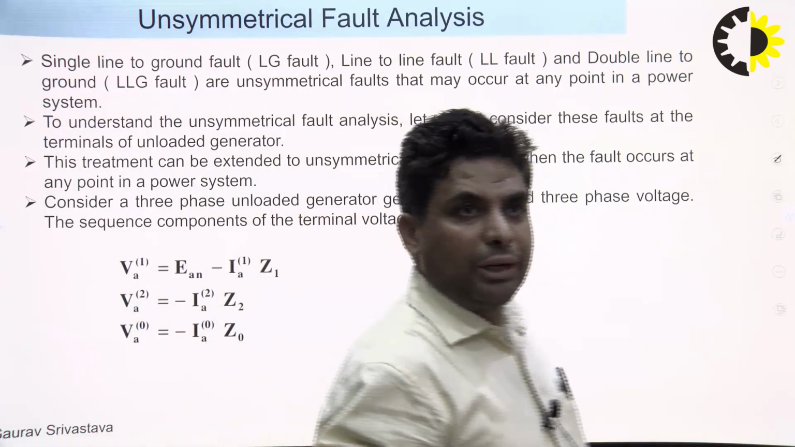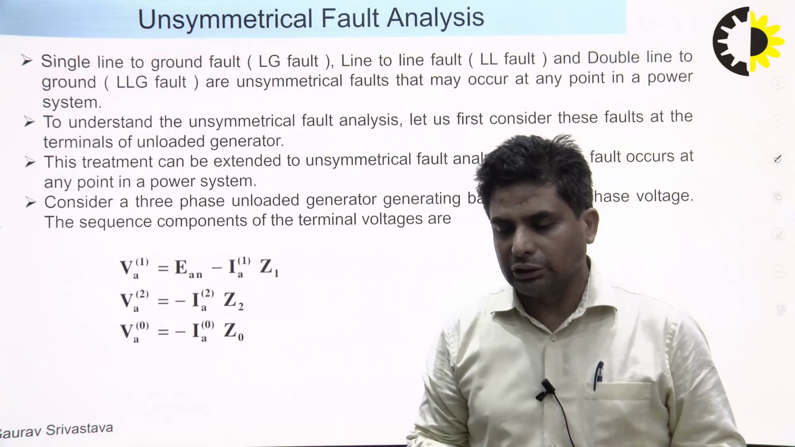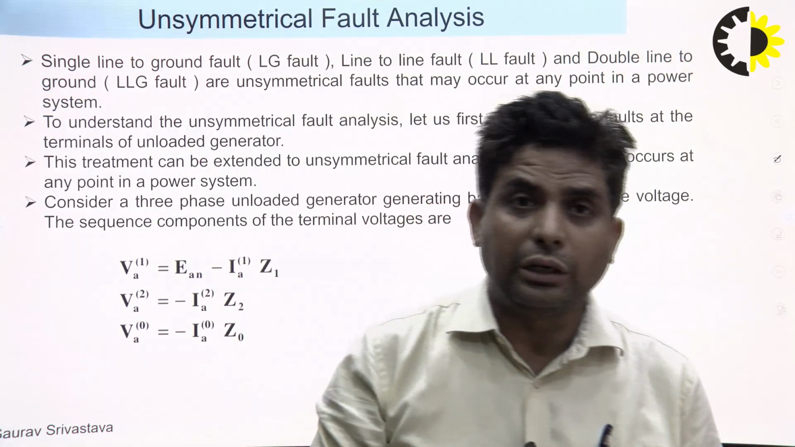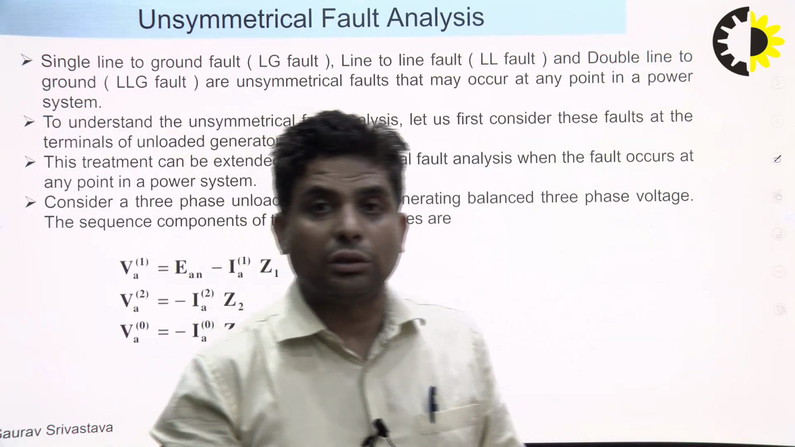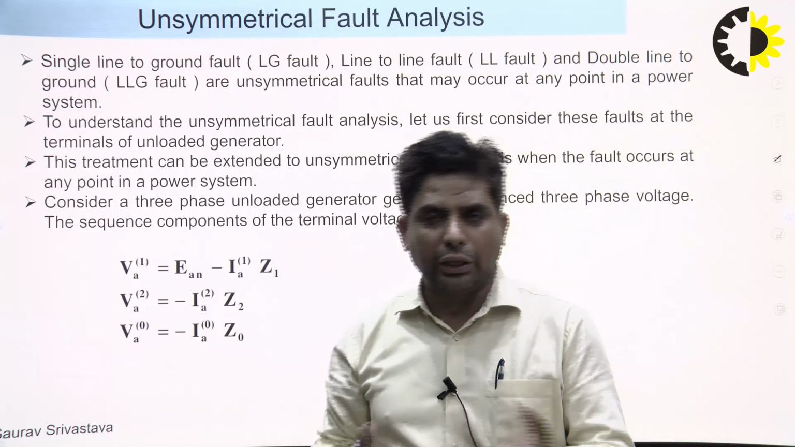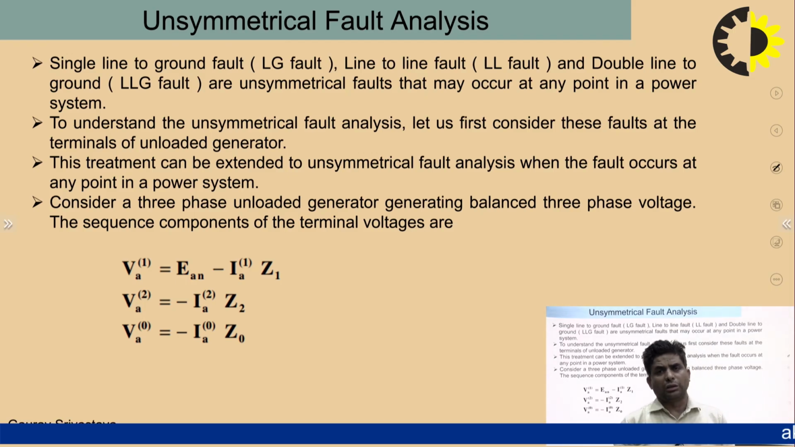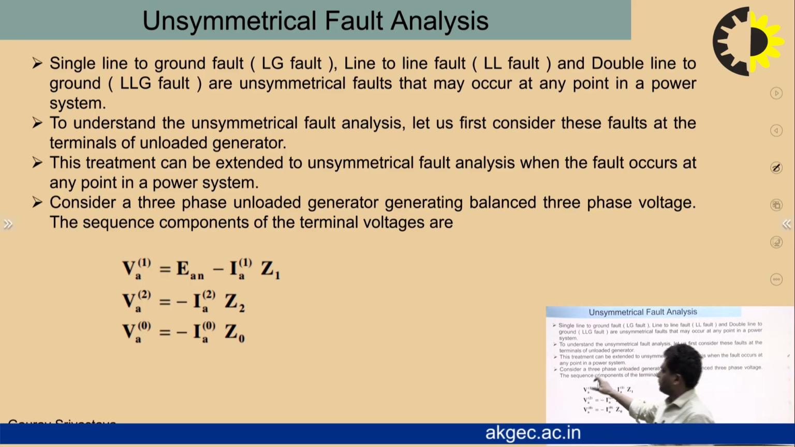To understand the unsymmetrical fault analysis, let me first consider these faults at the terminals of an unloaded generator. Whenever this type of fault occurs at the generator terminals, transformer terminals, or on the transmission line, one by one we can discuss here. Similarly, we can find out the fault current in terms of the transformer or the transmission line. And this treatment can be extended to when the fault occurs at any point in a power system.